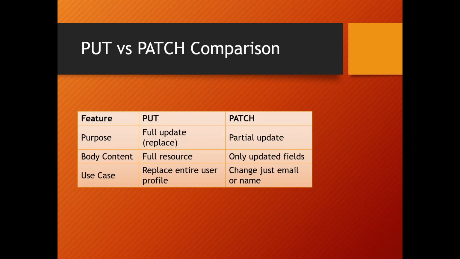The comparison of put versus patch: put means full update, that means entire replace. Patch means partial update. The feature of body content: for put, the body content will be the full resource, and coming to patch, only the updated fields. The use case for put is to replace the entire user profile. For patch, change just the email or name.